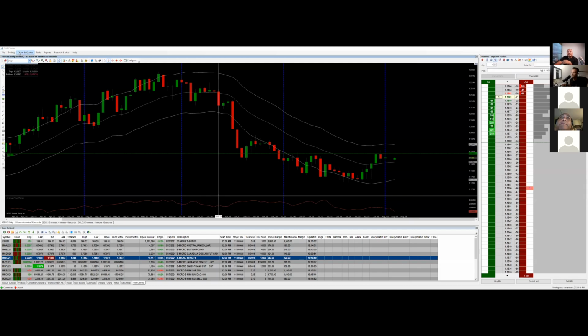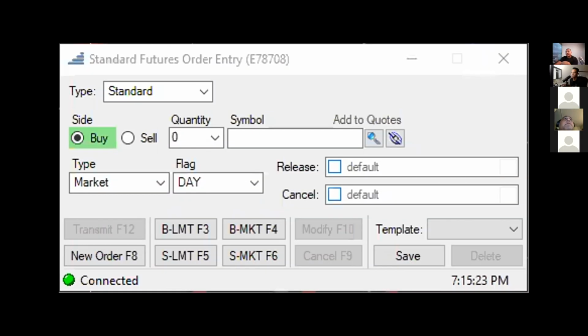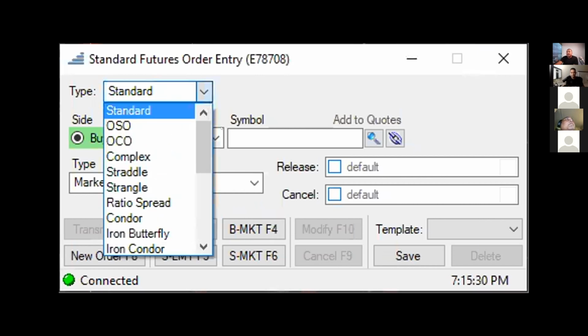So this is where did it go? Okay. Let me share this one. Can you guys see this little box here? Yep. Okay. So this is an entry order ticket.